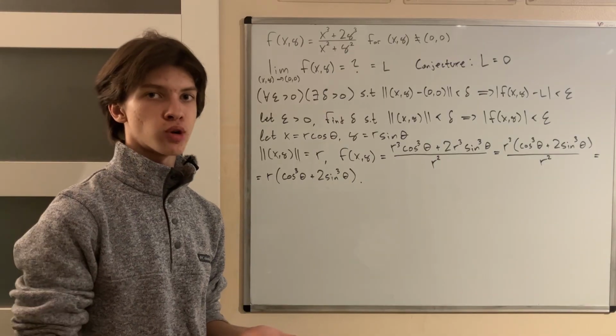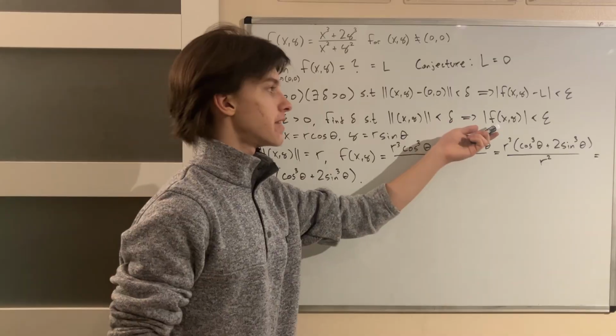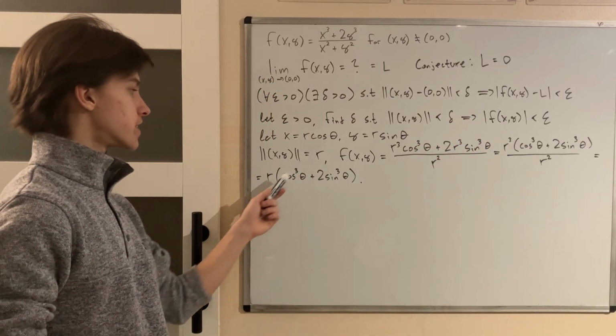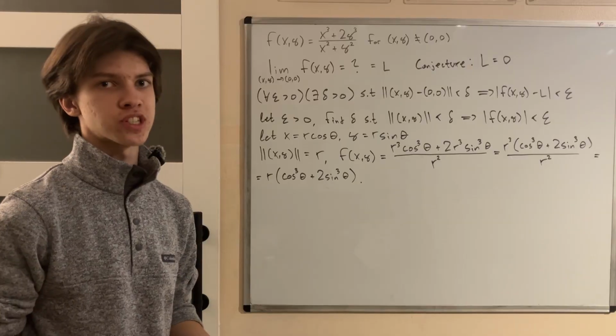Notice how through this polar substitution, we were able to relate the magnitude of xy and the function of xy through a single variable r. This is very nice, and it's a good sign that we are almost done with the proof.